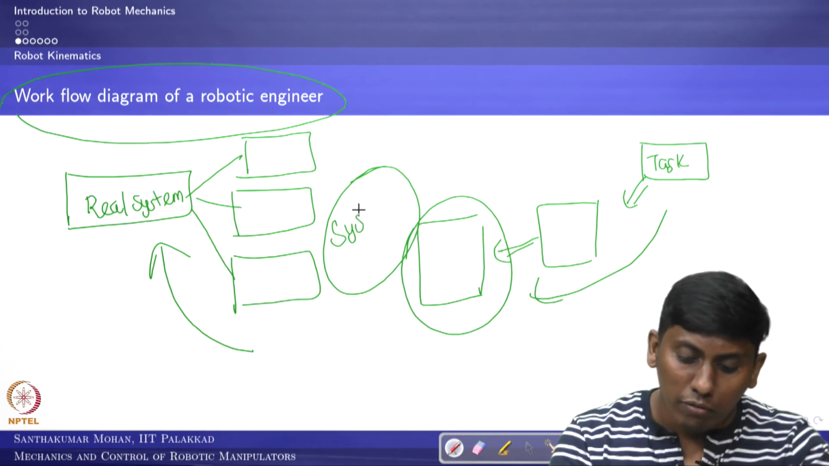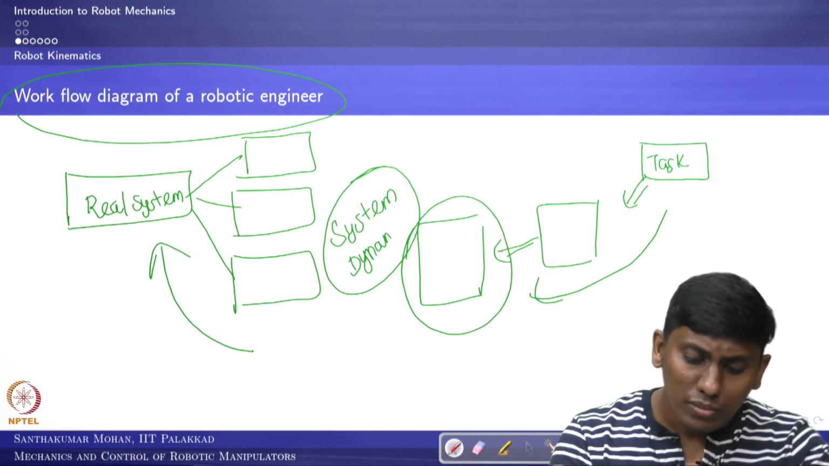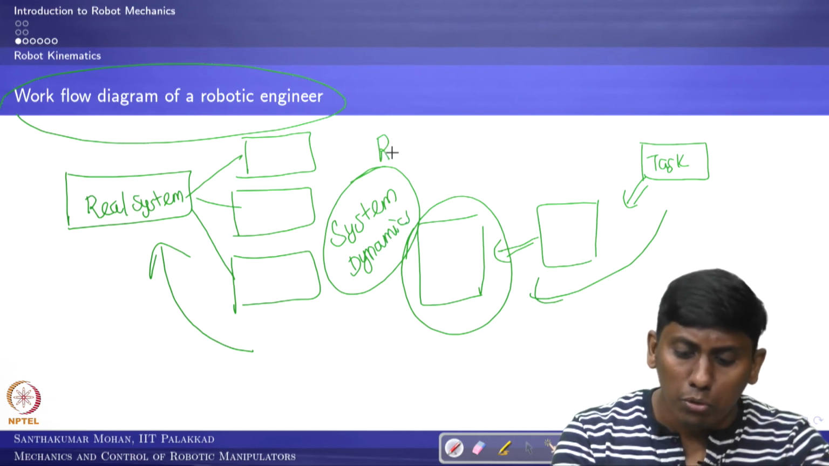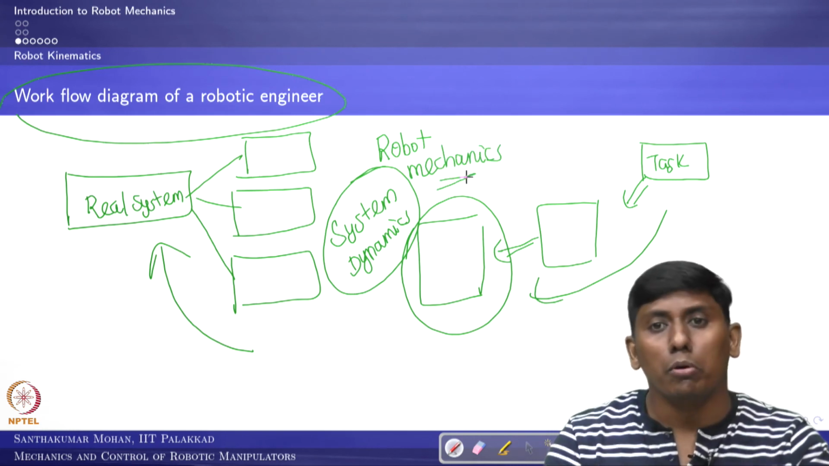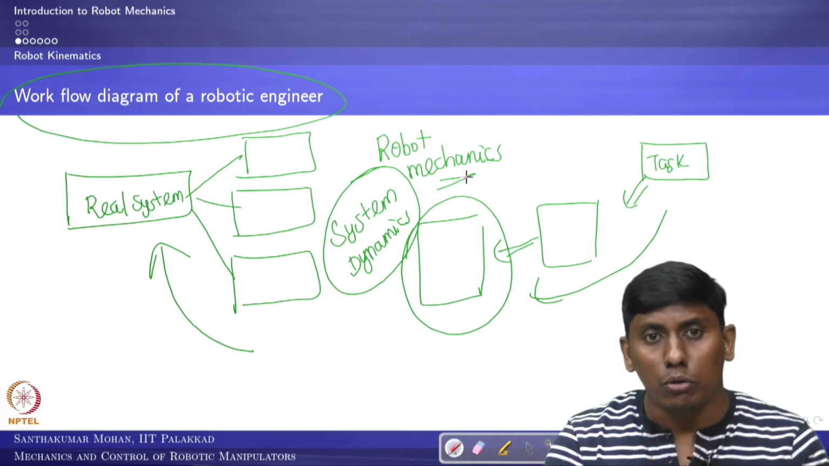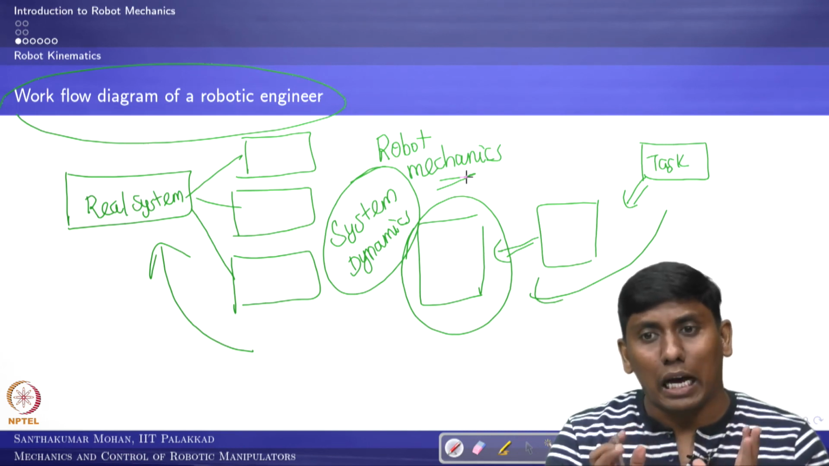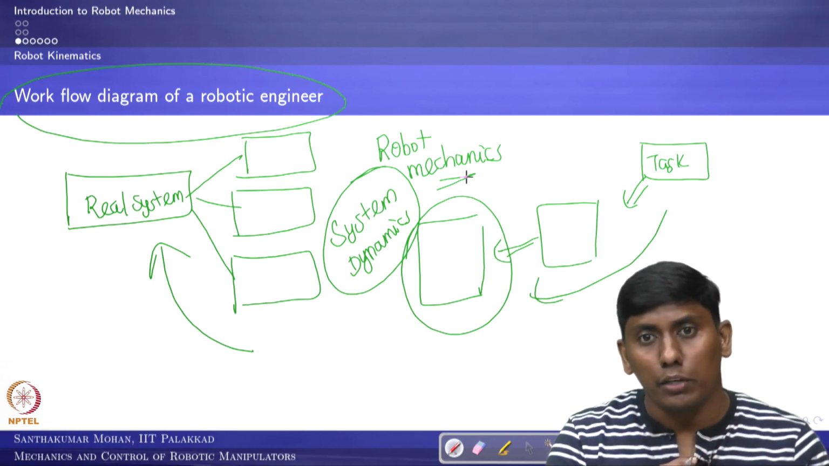What we are going to cover in this course is nothing but what we call system dynamics, or simply robot mechanics. That is what we are going to see in this particular course. So now you have clarity on what is supposed to be required and what we are trying to do.